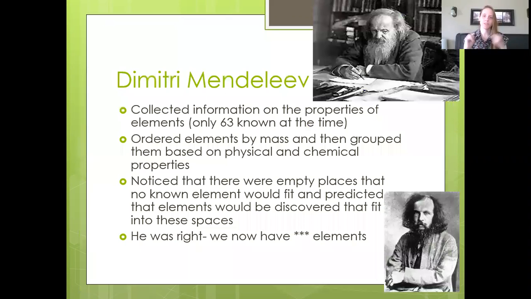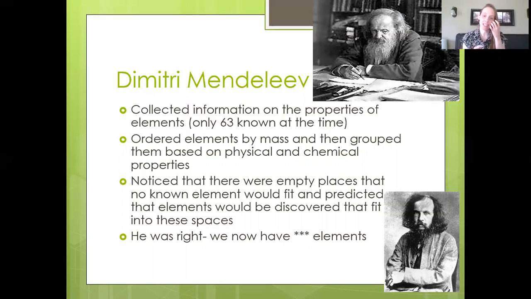First of all, Dmitri Mendeleev was kind of the father of the periodic table of elements. He collected information on the properties of all of the elements that were known at the time, which was 63 of them. He then ordered all of the elements by mass and grouped them based on their physical and chemical properties, which is how we arrange the periodic table to this day.